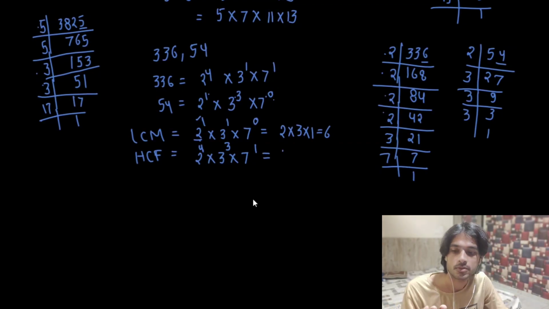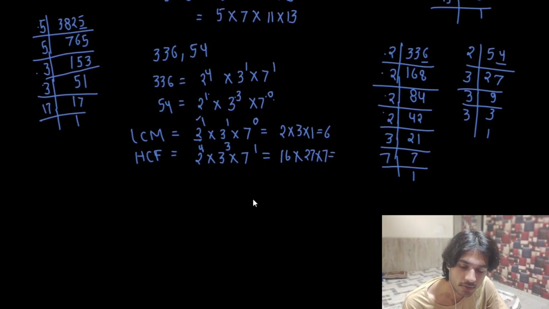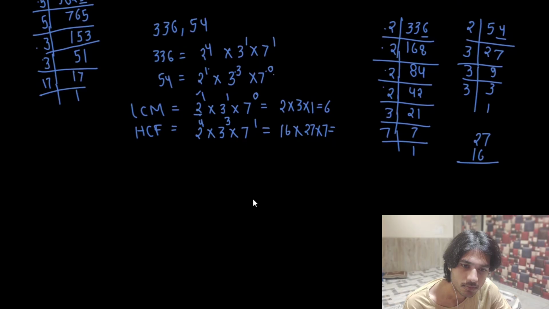2 to the power 4 is 2 ones are 2, 2 twos are 4, 4 twos are 8, 8 twos are 16. 16 multiplied by 3 to the power 3: 3 3s are 9, 9 3s are 27, and then 7 ones are 7. Okay, this is going to be tough. So 27 multiplied by 16. 6 sevens are 42, 2, 4, 6 twos are 12, 12 plus 4, 16, 1 7 is 7, 1 twos are 2, 5 twos are 10, 6 6 12 plus 1 13, 2 3 4, 4 3 2.